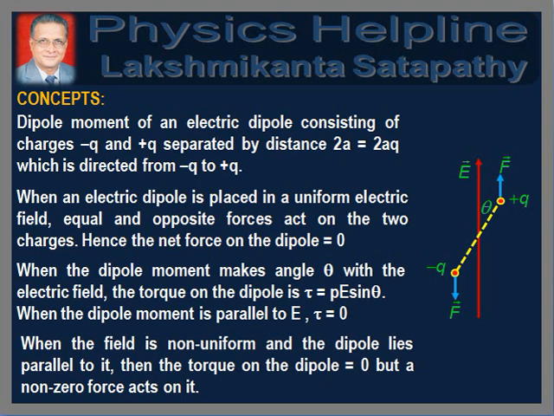When the direction of the dipole moment P makes angle theta with that of the electric field E, the torque acting on the dipole is tau equals PE sin theta. When the dipole moment is parallel to the electric field, torque on the dipole is equal to 0. When the field is non-uniform and the dipole lies parallel to it, then the torque on the dipole is equal to 0 since sin theta is equal to 0. But a non-zero force acts on the dipole.